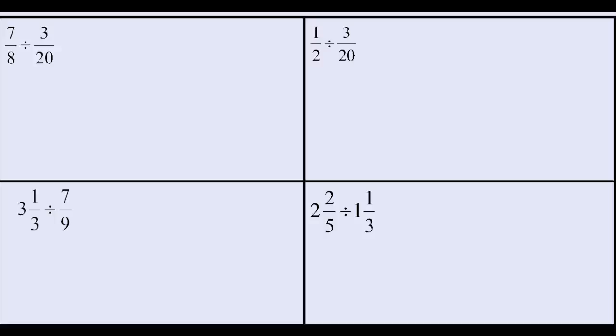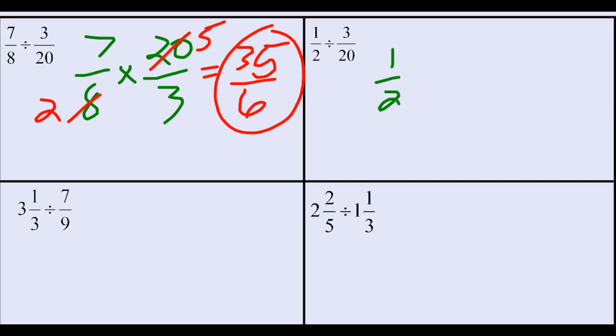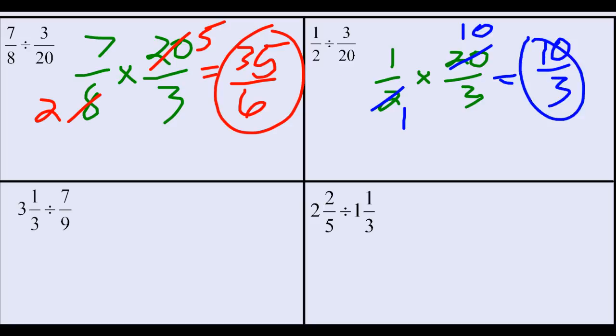So again, division by fractions is done by multiplying by the reciprocal of the divisor, so 7/8 times 20 over 3. We can simplify by dividing by 4. There's a 2, there's a 5, 35 over 6 is our answer. 7/8 divided by 3/20 is 35/6. 1/2 divided by 3/20 now, that's 1/2 times 20 over 3. Simplify the 20 and the 2 to a 10 and a 1, and now that sort of gets rid of the first fraction. 1 over 1 is 1, so our product, which is in fact our quotient, is 10/3. 1/2 divided by 3/20 is the same as 10/3.